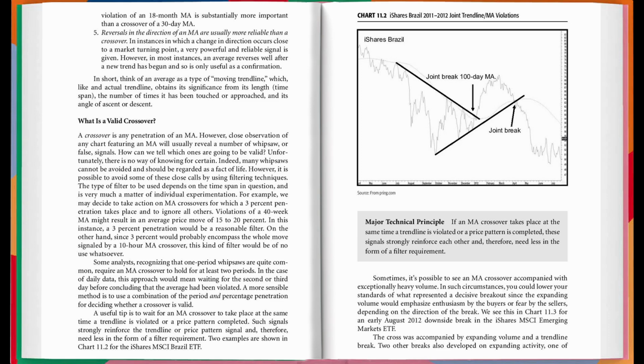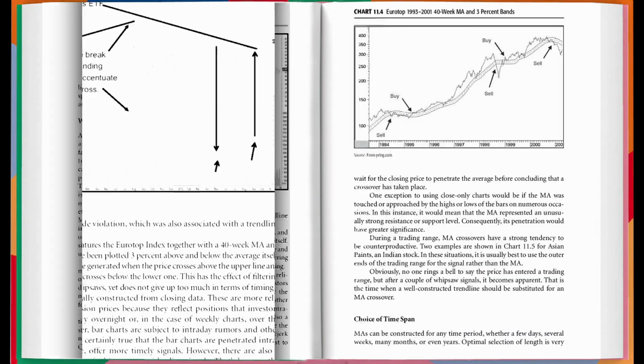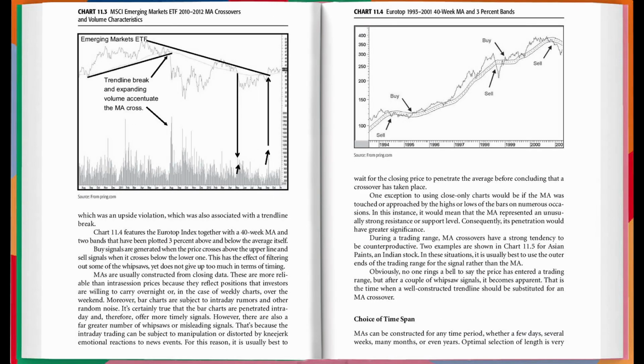Sometimes, it's possible to see an MA crossover accompanied with exceptionally heavy volume. In such circumstances, you could lower your standards of what represented a decisive breakout, since the expanding volume would emphasize enthusiasm by the buyers or fear by the sellers, depending on the direction of the break. We see this in Chart 11.3 for an early August 2012 downside break in the iShares MSCI Emerging Markets ETF. The cross was accompanied by expanding volume and a trendline break. 2 other breaks also developed on expanding activity, one of which was an upside violation, which was also associated with a trendline break.